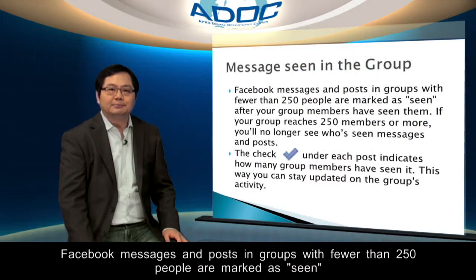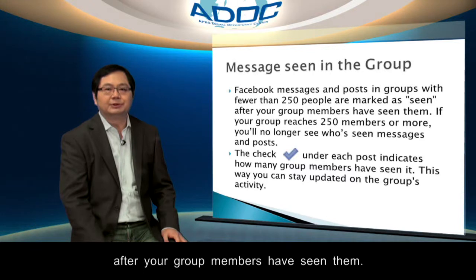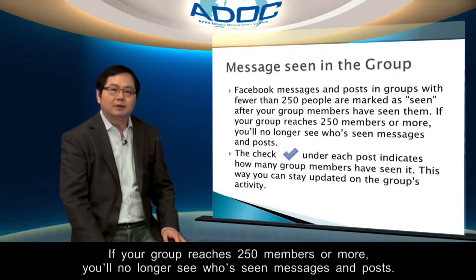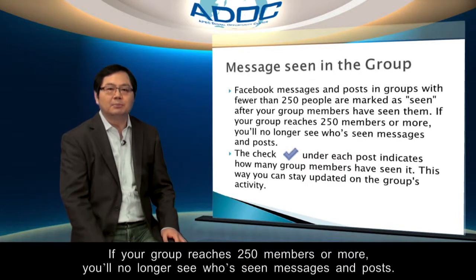Facebook messages and posts in groups with fewer than 250 people are marked as seen after your group members have seen them. If your group reaches 250 members or more, you will no longer see who's seen messages and posts.